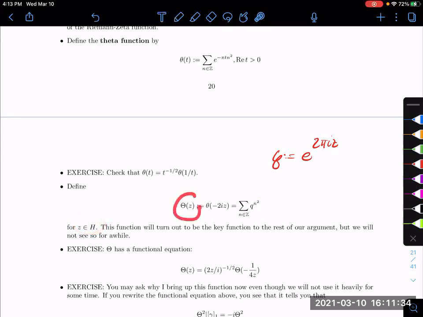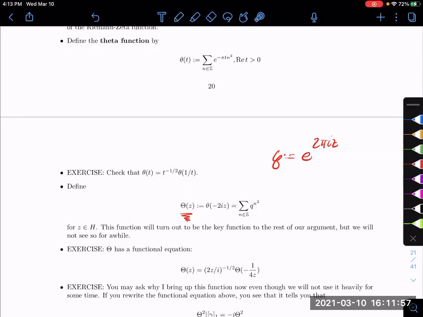What I'm going to tell you is that this big theta function here is going to end up basically being the key to the rest of our argument in the congruent number problem. We won't see this for some time, just because we're going to have to slowly unveil some terminology, some properties, and some facts about this function and others. But keep this guy in mind. This is going to be the key function moving forward.